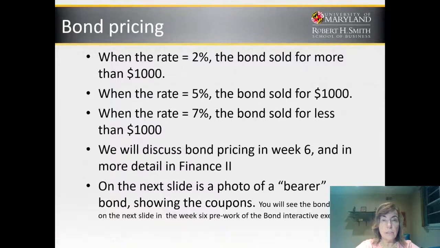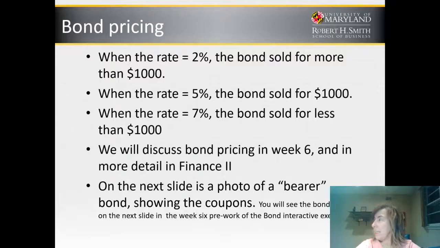And I have the answers on the notes page. As I mentioned, when the rate was 2%, it sold for more than $1,000. When it was 5%, it sold at exactly $1,000. When the rate was 7%, the bond sold for less than $1,000. So we will discuss bond pricing in week 6 and in more detail in corporate finance too.